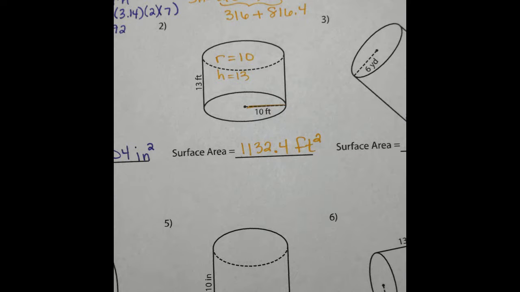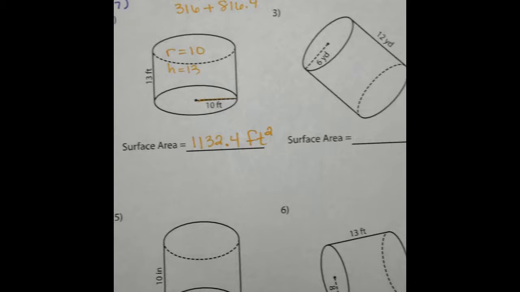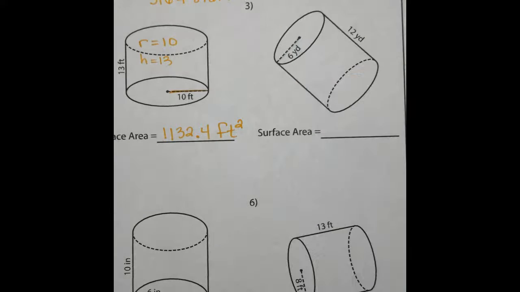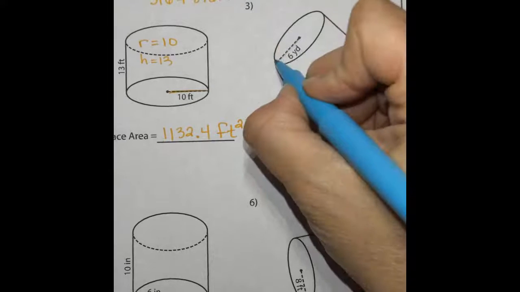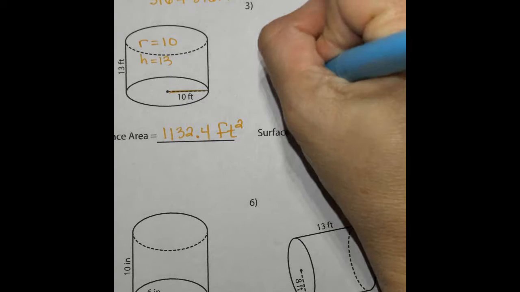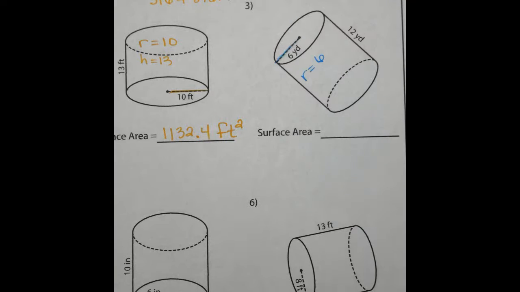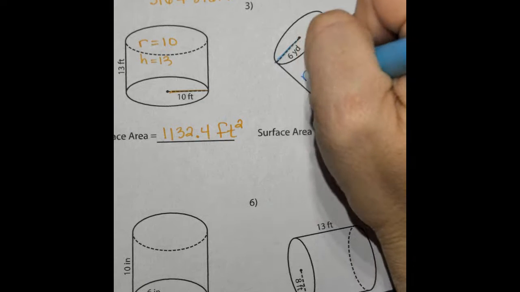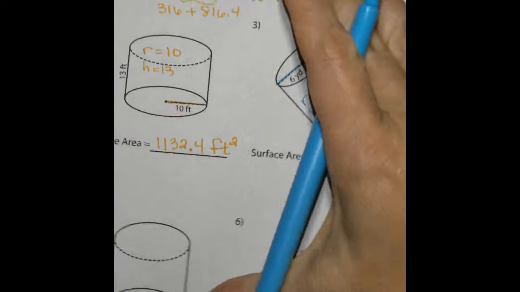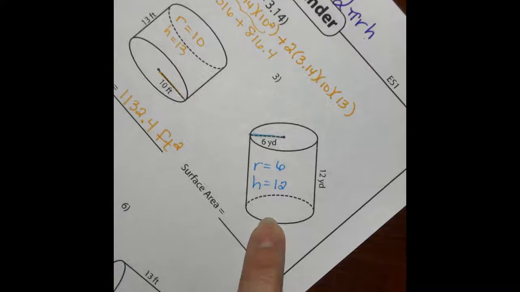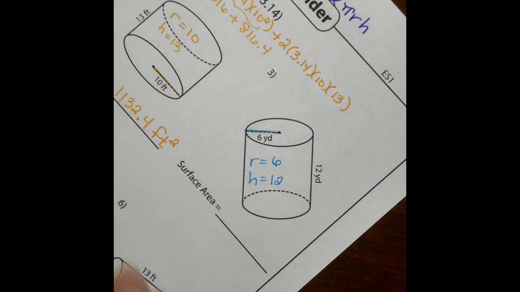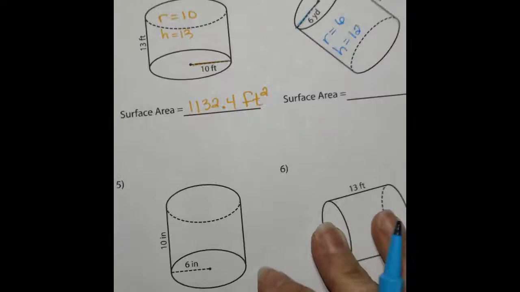Okay, and let's try a third one, and then I'll let you try the next 6 as practice. So again, lucky for us, we have a radius, not a diameter. Okay, so our radius is 6, and the height is 12. If you struggle with trying to figure that out, turn your paper so you can see it sitting on its base and see how tall it is. And the radius is always part of the circle.